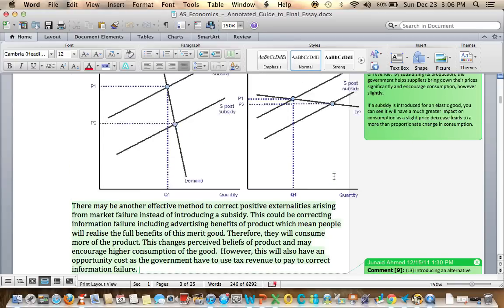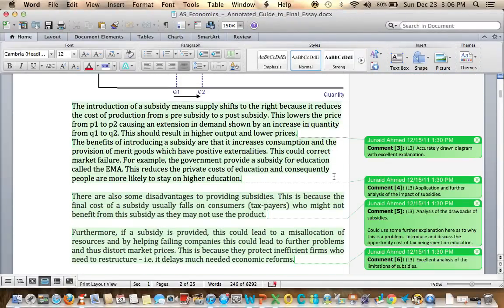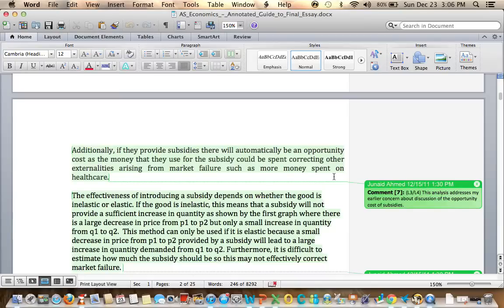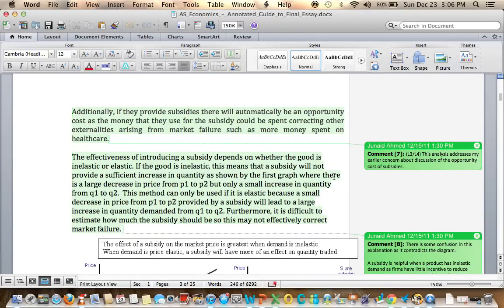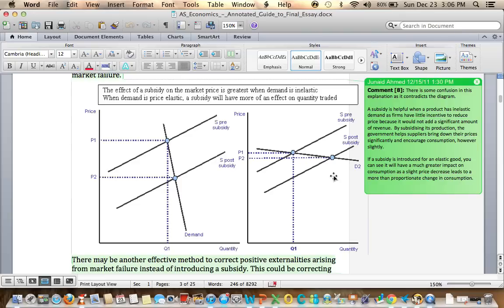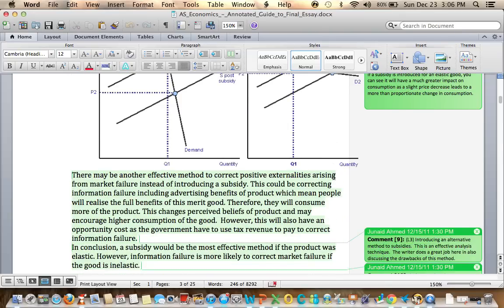Now, once you've explained the for and against, here's how it works. Here's a for argument. We've got an against argument. Then we have a limitation of its effectiveness, which I'm quite happy with. Then we continue on through that, and always, you have to consider an alternative.